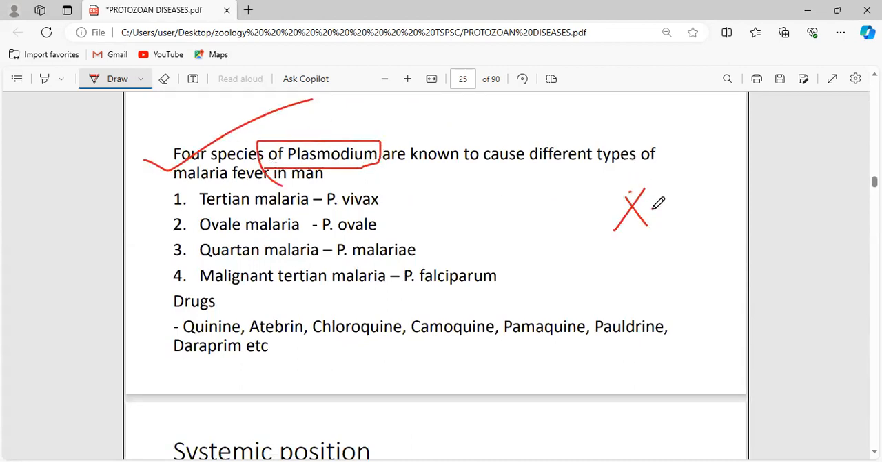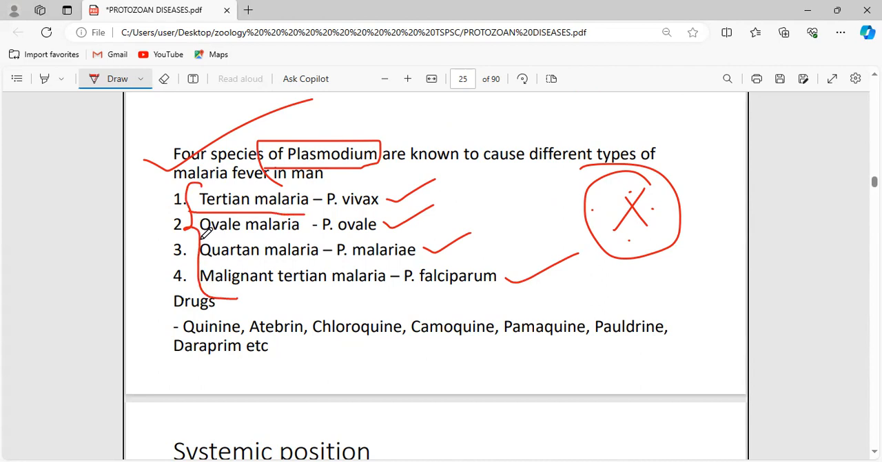There are four different species of Plasmodium. The most important slide you have to remember. And what is that? Plasmodium vivax, Plasmodium ovale, Plasmodium malariae, and Plasmodium falciparum. Okay, and you have to remember the different names. Tertian malaria, ovale malaria, quartan malaria, malignant tertian malaria. The other names are also important.